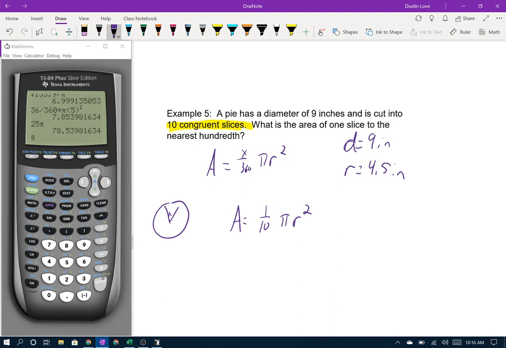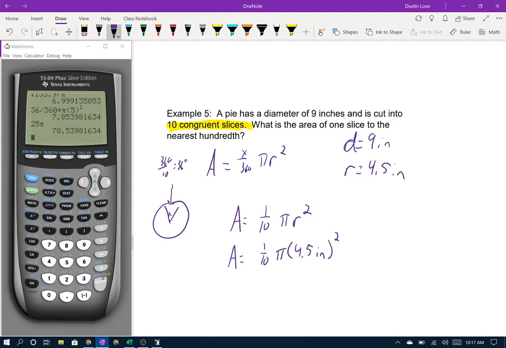Now, when you think about that, that's exactly what you would have done over here. If you'd done that, that would be 360 divided by 10, which is 36 degrees. You'd plug in 36 divided by 360 and get 1/10. So my point is, it's a similar thing. If you want to go that route, by all means, go ahead. But if it's 10 congruent slices, then we're looking for 1 out of 10. Now let's just plug that in. Area equals 1/10 times pi times 4.5 inches squared.